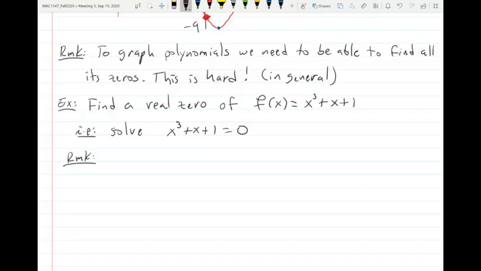Okay, so I'm going to tell you different things now. Can you tell me what sign the zero should have? So what I'm saying is, will it be positive, will it be negative, or could it be both? What do you think?